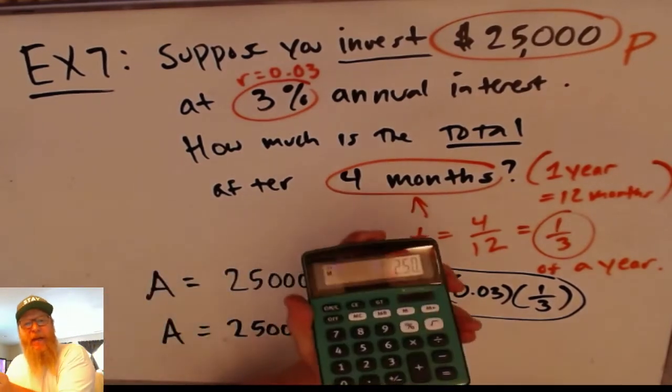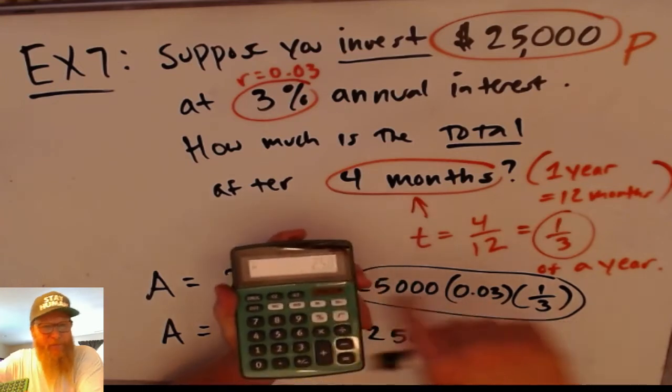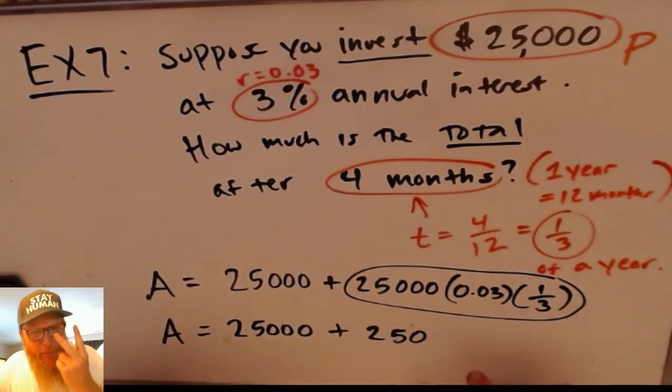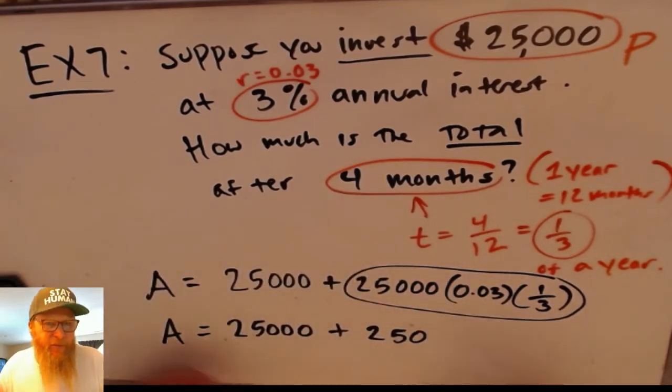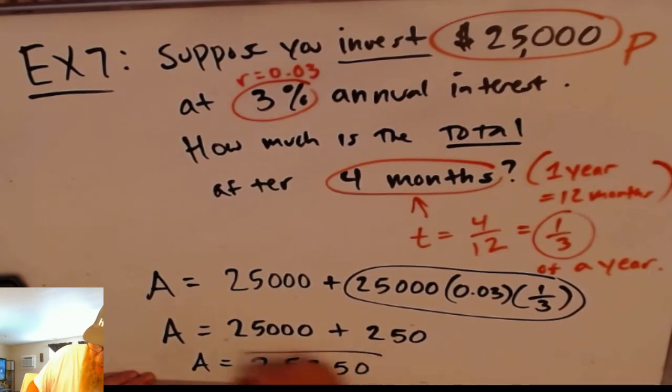Oh, I love it when that happens. It comes out perfect. If it doesn't come out perfect, you get some decimals, then I want you to keep 2 decimal places for the cents. So that's $25,250. Woohoo!